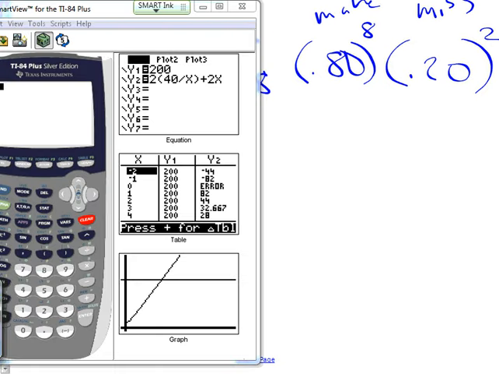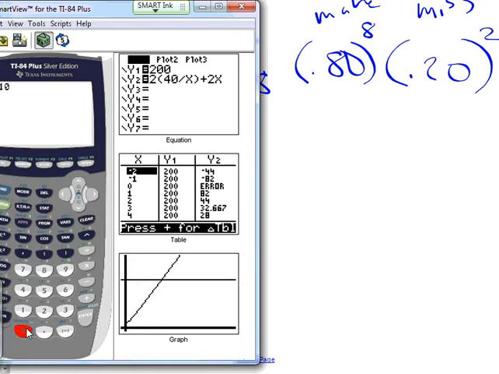All right, so here's how you type this puppy in. 10 C8, and the C is under the math button, and then you arrow over to PRB, and then you choose nCr, 10 C8. And by the way, sorry, not negative, got to clear that off. There, 10 C8 is 45.